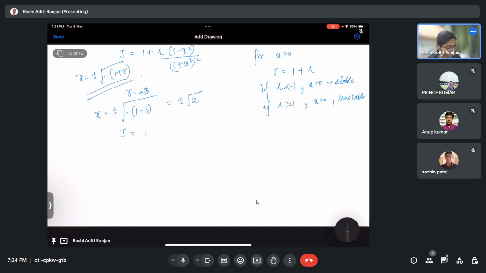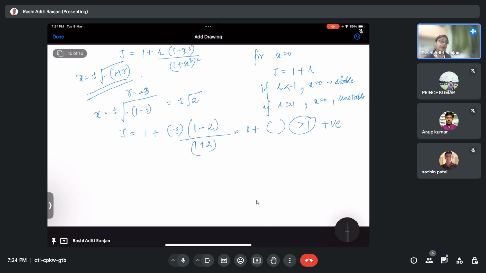I'll have 1 plus my r, which is minus 3, and then I'll have 1, and then I have minus of x square, which is minus 2 divided by 1, and then I have plus 2. What is it going to be? It is going to be 1 plus something, which is greater than 1. Anyways, it is positive. So what do I get?